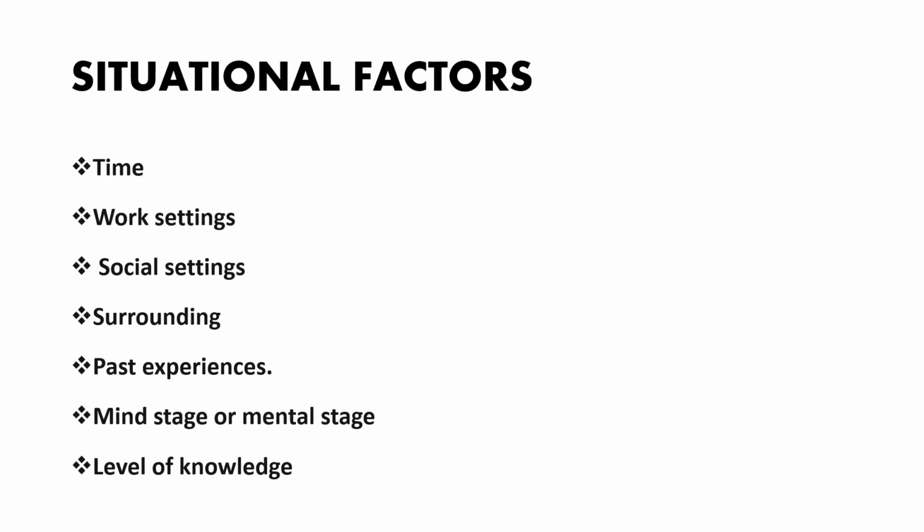Then situational factors. Based on the situation also, our perceiving capacity and perception will be different: the time and where you are working, the social setting of the society, the environment or surroundings, the past experience, and your mental status during that particular period of time. Then your knowledge about the particular situation or thing also will decide the perception.